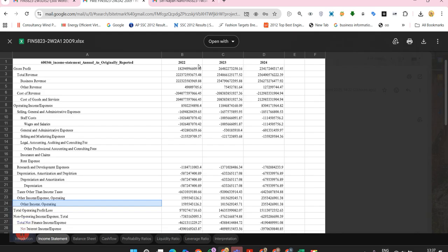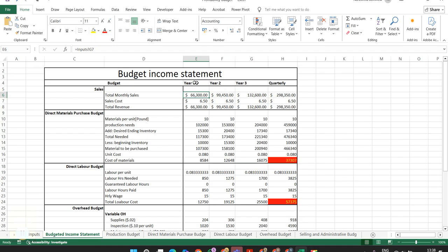In the previous term, when we were working on assignments, we were given 4 months of values and based on those we performed the budget. Even if we had 4 months of values, we considered only three: month one, month two, month three, and we performed a quarterly budget. Now we have year one, year two, year three values, and using those we are supposed to create our own budget.